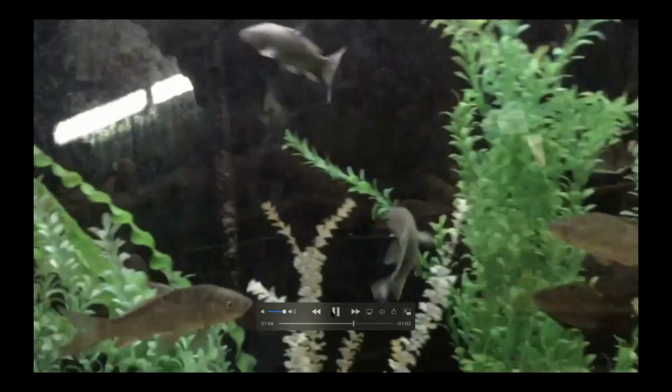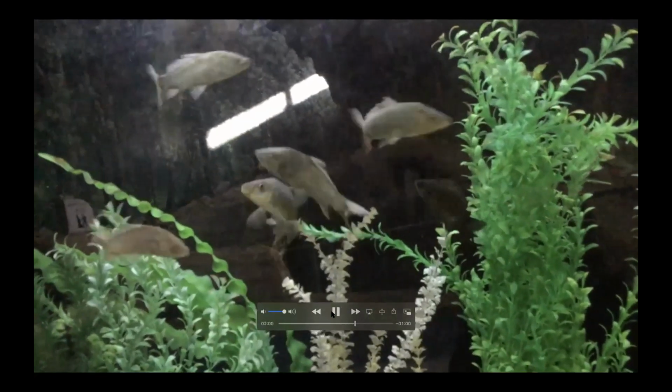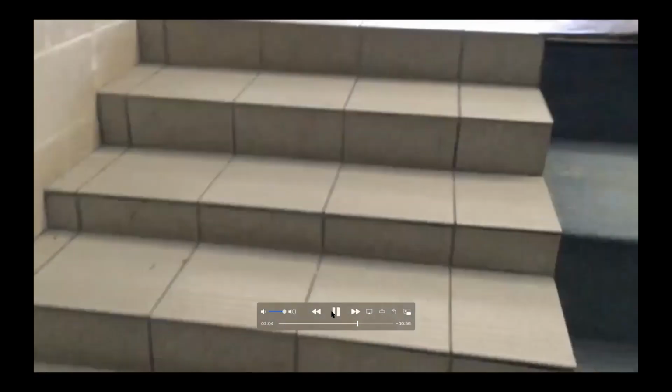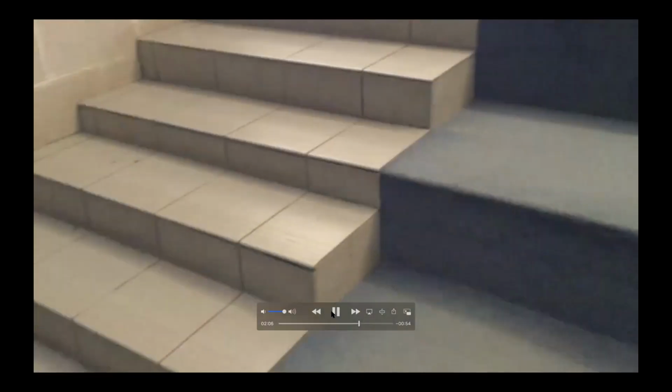This is showing you guys our aquarium with our fish. Hopefully you guys are able to also notice those stairs. Stairs are also an example of an inclined plane. So think about how stairs make it easier for us to move about.